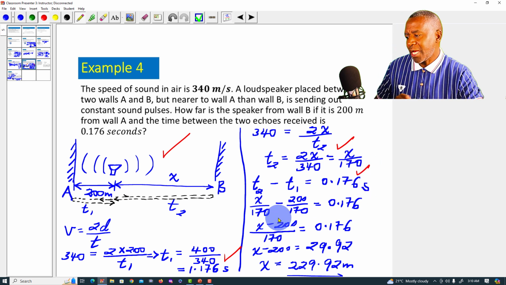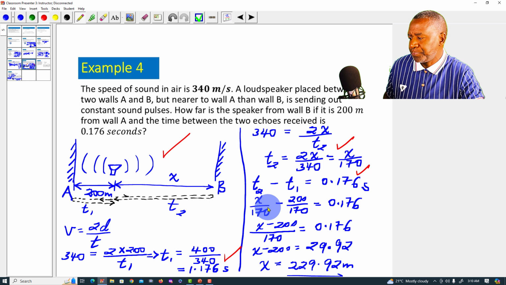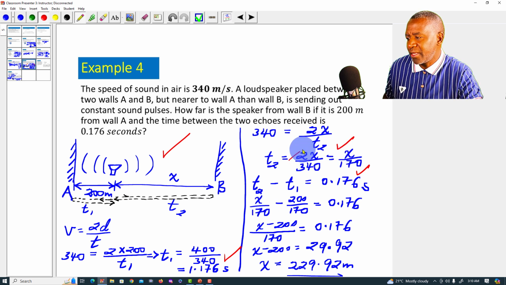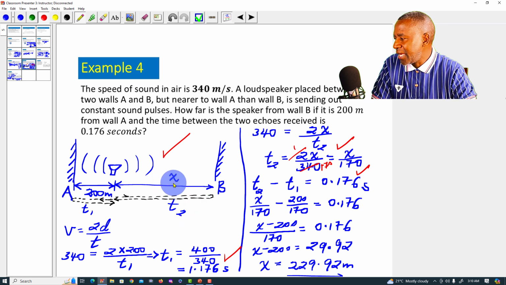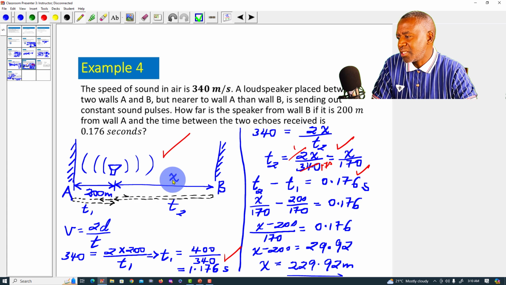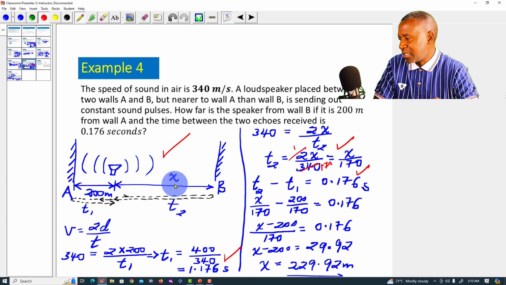I found it appropriate to use x over 170 because when I divide here, I cancel this and get 170. I find it better to use x over 170. And by the way, the unknown, I called it x in this calculation. It really does not matter, okay?